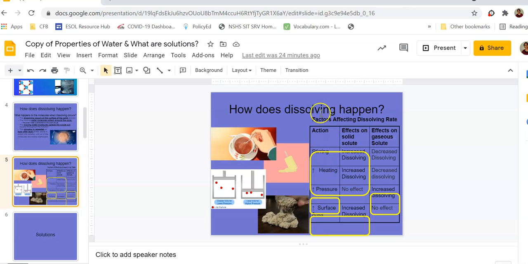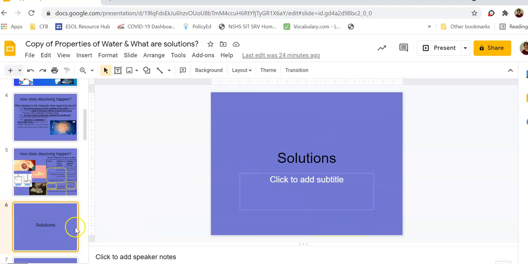So these are the different factors that affect the dissolving rate: stirring, temperature, pressure, and surface area. And you can see the difference between a solid solute, like if you're trying to dissolve a powder, versus trying to dissolve carbon dioxide, like when you're trying to create a soda. So that's what dissolving is.